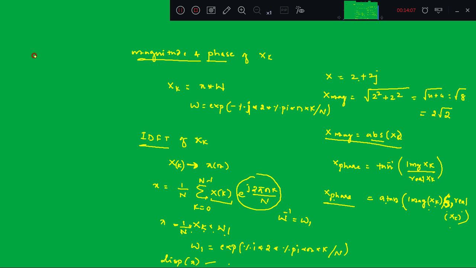Whatever initially you have taken as x of n, the same x of n you will get from the x of k, right. So this you will get by defining w, and this one you will get by defining w1. Understood? So this is how we do the DFT sequence and IDFT sequence, along with plotting the magnitude as well as phase plots, right. So here I will quickly show the program as well as its execution.